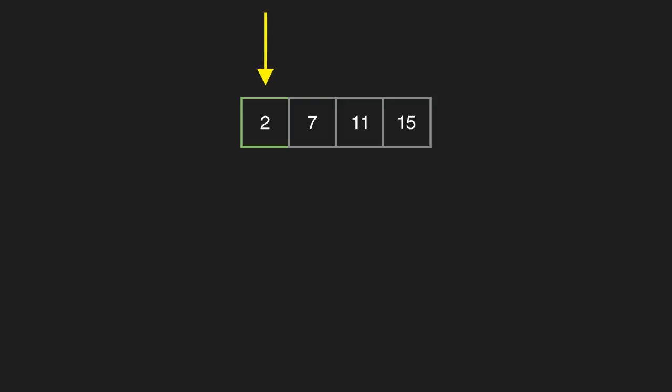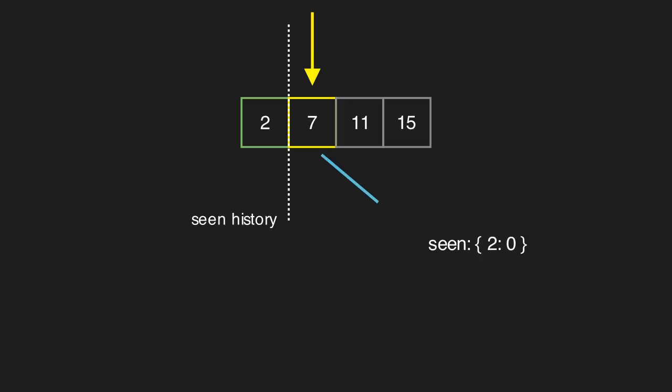The loop advances I from 0 to 1. The current value is now 7, while scene remains 2 mapped to 0. This separation is critical. The table represents the strict left side of the pointer, not the entire array and not the current cell. We have compressed all useful information about the processed prefix into one hash table entry. Rather than comparing 7 against each earlier value, the algorithm will derive the unique value it needs and ask the table one focused question.